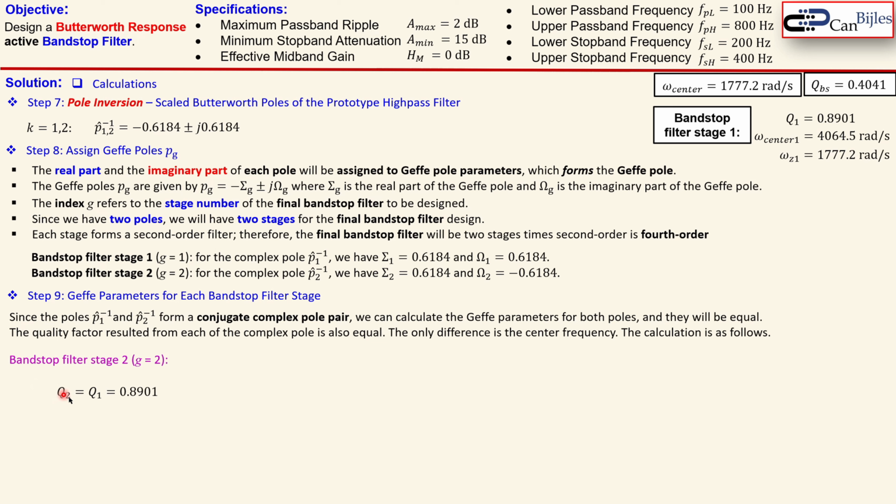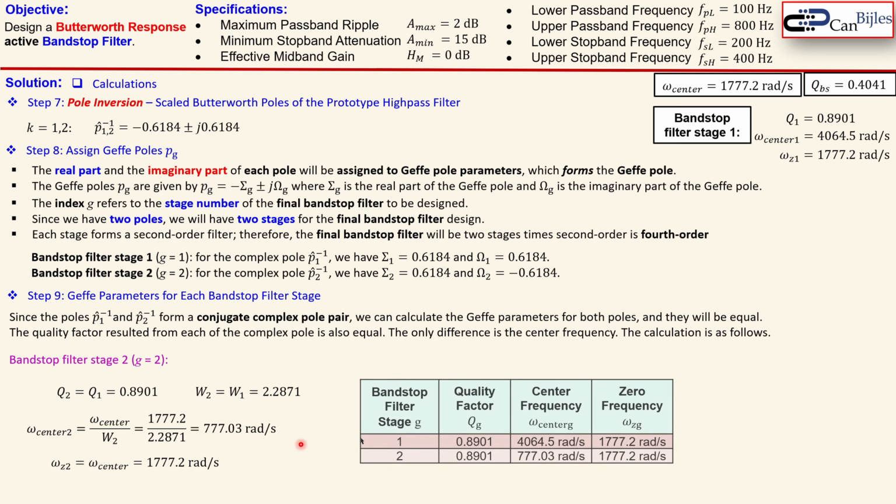But we know that the Q1 and the Q2, so the quality factors, are the exact same, so we can take that. W2 is also equal to W1, so it's also exact same. The center frequency will be different. That is, the center frequency of the second stage will be the center frequency we have determined at the beginning, divided by now the W2. So it is not multiplied by, divided by. And that is now 777.03 radians per second. Now the zero frequency is again the center frequency, so that is also 1777.2 radians per second.